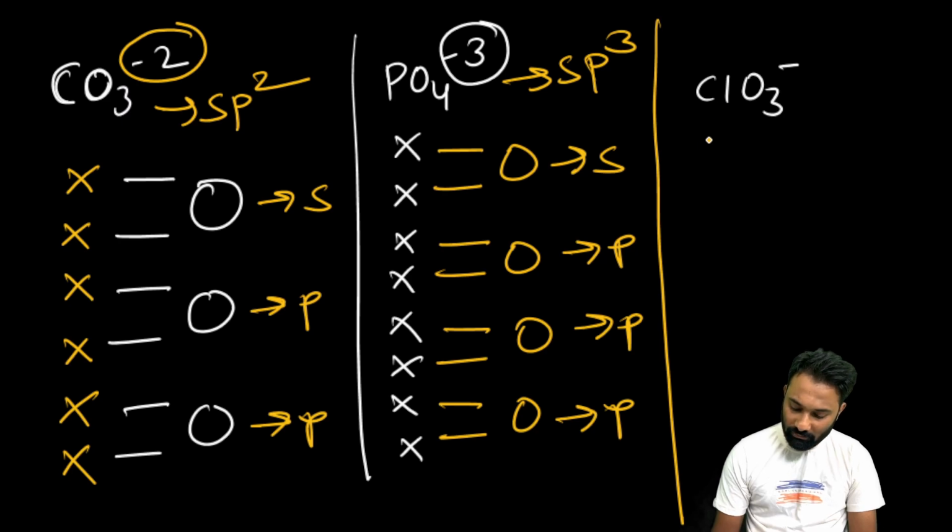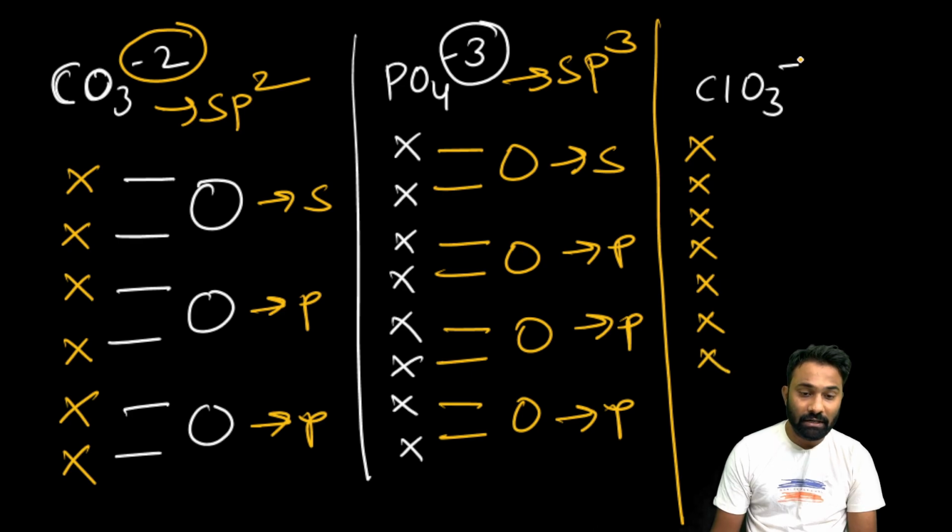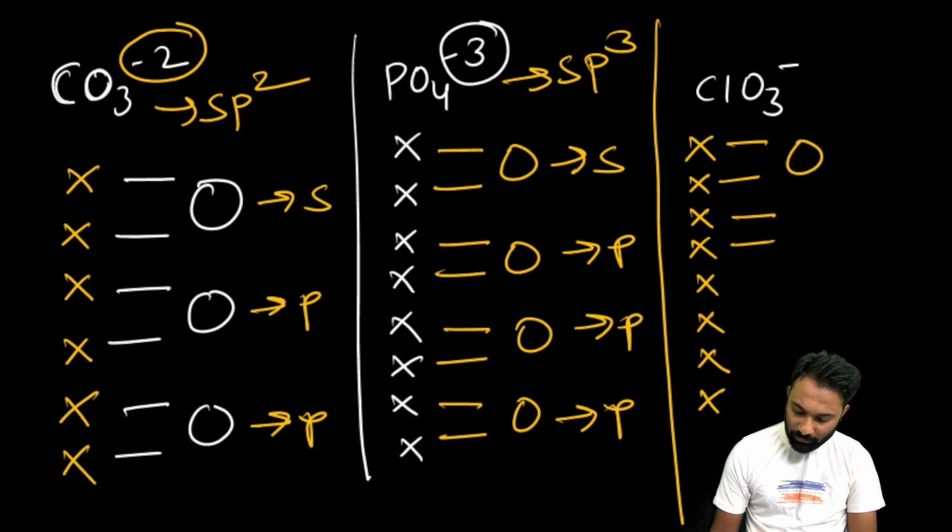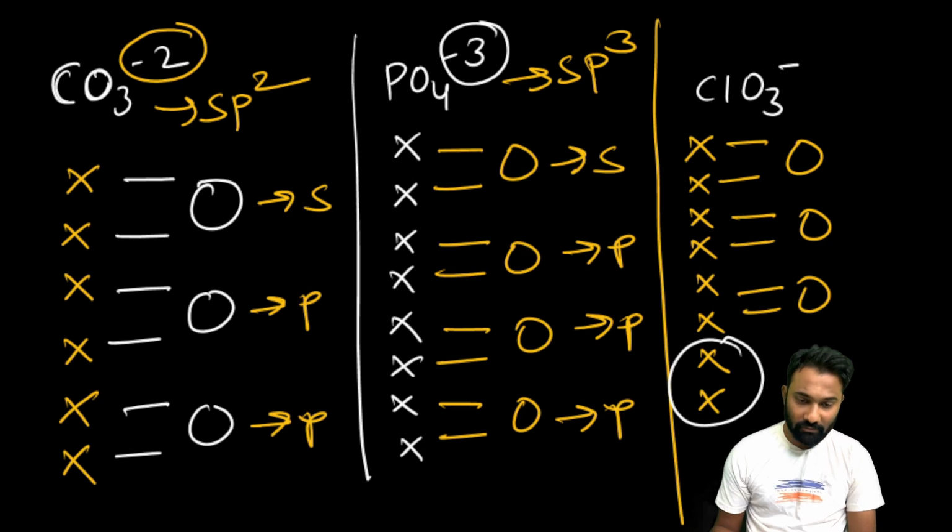Now chlorine has valence electrons 1, 2, 3, 4, 5, 6, 7, and negative indicates that 1 electron has been added. Total 8. Total how many oxygens are we having? 3. So 1 oxygen will take 2 electrons. Now total 3 oxygens, and the remaining is a lone pair of electrons. It has not participated in the bonding.